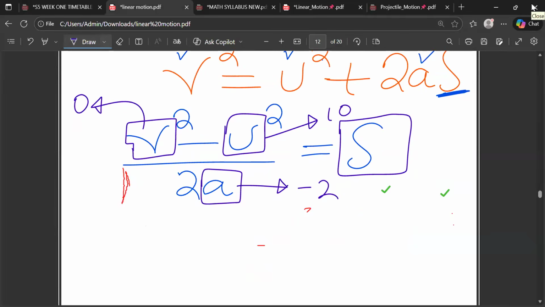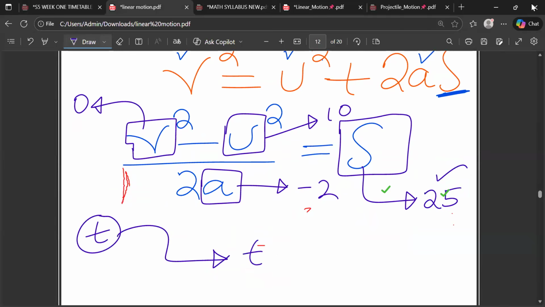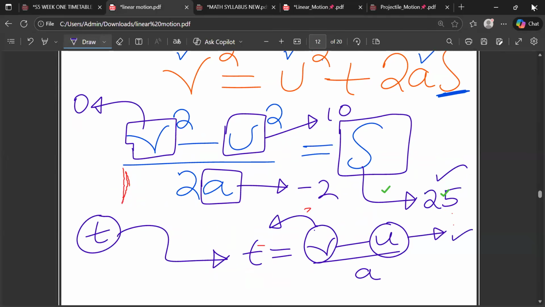So after getting this S, which was 25, so we assume that it was also obtained. Now they're asking for the value of T. We have the value of T in the first equation of motion. And we even mentioned it that T is V minus U over A. You're having your V, which is a 0. You're having your U, which is a 10. You're having your A, which is negative 2. Can you really fail to find time?